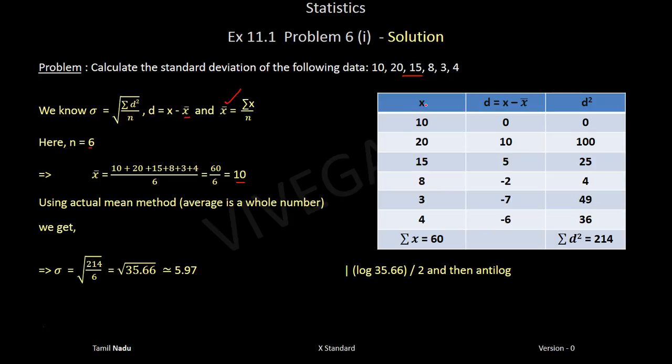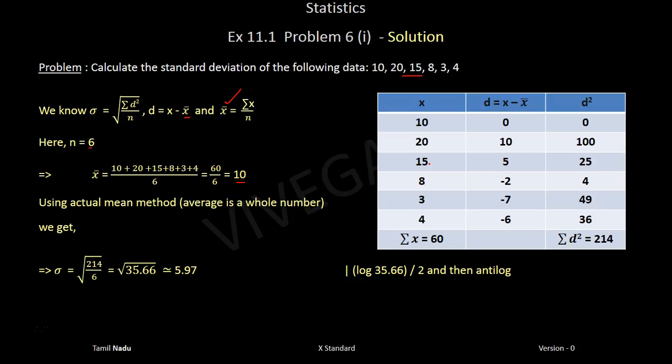Okay, so now let's put the table. You will have the columns x, the data, where all the data values are given; d, the deviation, x minus arithmetic mean x bar; and d square, the corresponding d square. So now let's take them one by one. The first data point is 10, right? And what's the deviation? X minus x bar, that is 10 minus 10, that is 0. And d square is 0. Now let's take the next element, 20. Here it will be 20 minus 10, because x bar is 10, so that is 10, and d square will be 10 square, that is 100.